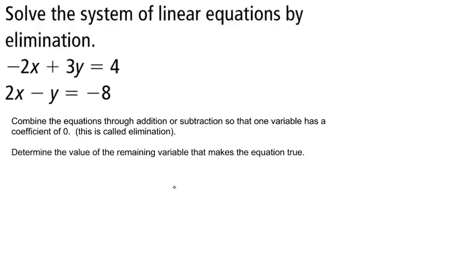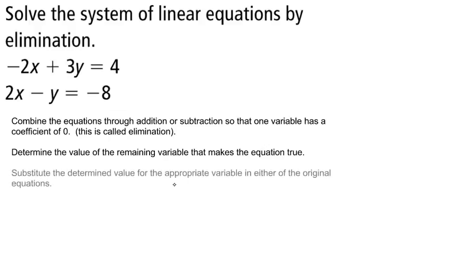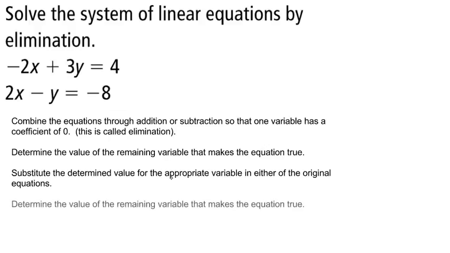Once we do that, we're going to have one equation with one variable, and with that, we'll determine the value of that variable that makes the equation true. Once we have that value, we'll go back and substitute it for the appropriate variable in either one of the original equations. It doesn't matter which one we choose, but I highly recommend you choose one of the original equations. And then finally, we'll determine the value of the remaining variable that makes that equation true.